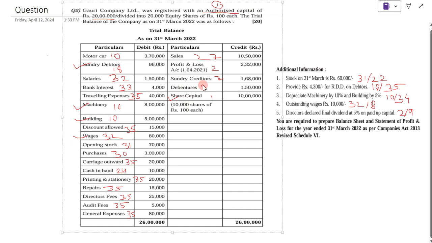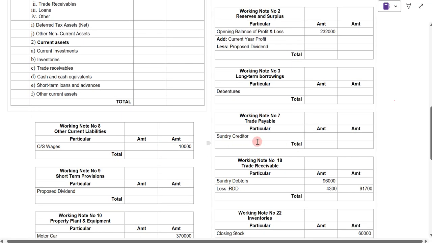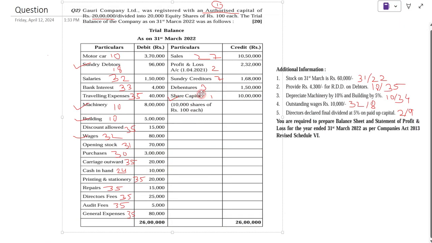After that, sundry creditors, note number 7, 1,68,000. Note number 7 is trade payable. So under trade payable, sundry creditors 1,68,000. Next, debentures, note number 3, and the value of debentures is 1,50,000.